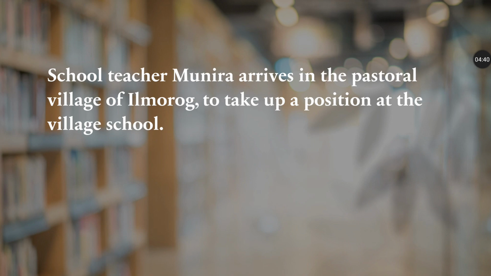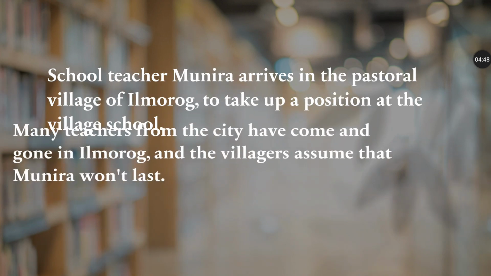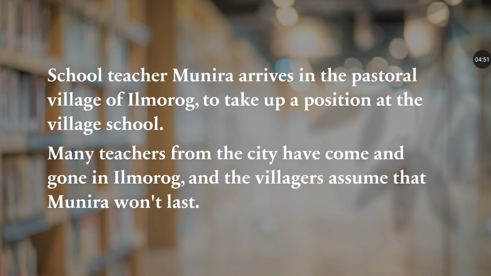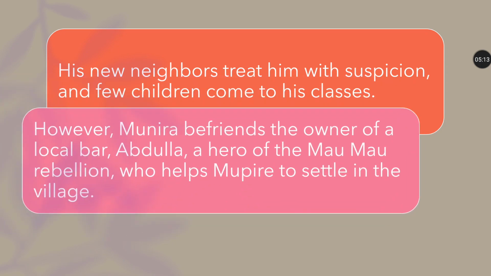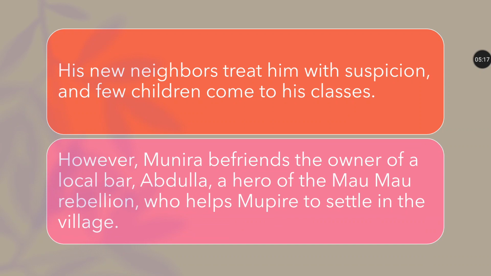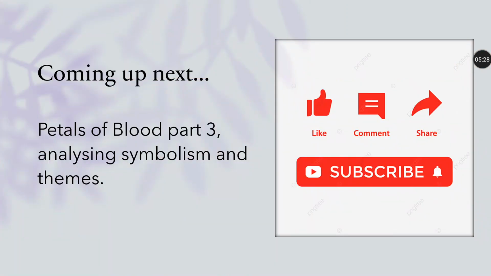The school teacher Munira arrives in the pastoral village of Ilmorog to take up a position at the village school. Many teachers from the city have come and gone in Ilmorog, and the villagers assume that Munira won't last long. What a pity. His new neighbors treat him with suspicion, and few of the children came to his class. However, Munira befriends the owner of the local bar, Abdullah, a hero of the Mau Mau rebellion, who helps Munira to settle in the village. This settlement made a lot of excitement and suspense.